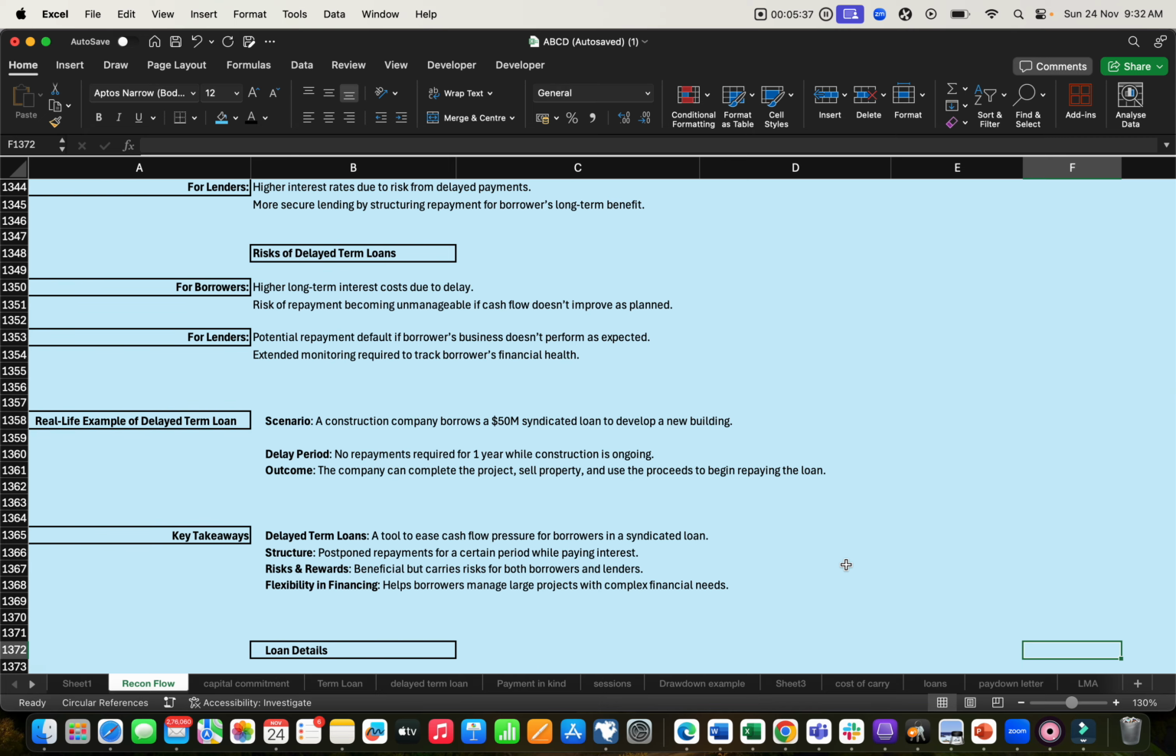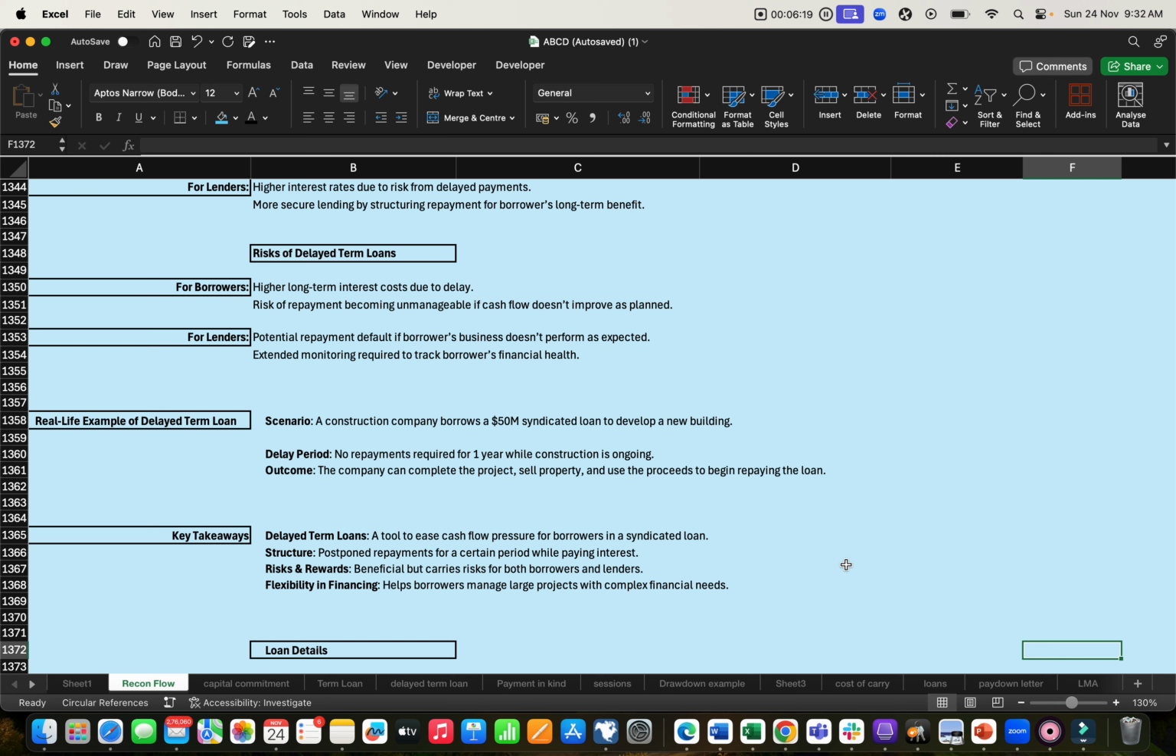So risks of delay term loan. What are the risks for borrower? Higher term loan interest cost due to delay. So for borrower side, maybe if not able to pay the payment in right time and he requires some money, he has to pay the interest rate as well. Very high risk of repayment becoming unmanageable if cash flow not included. If he asks for time for 1 month, 1 year or 6 months, and in that time he is not able to meet the cash flow and improve his plan, maybe he gets a default as well. So this is a risk for the borrower.